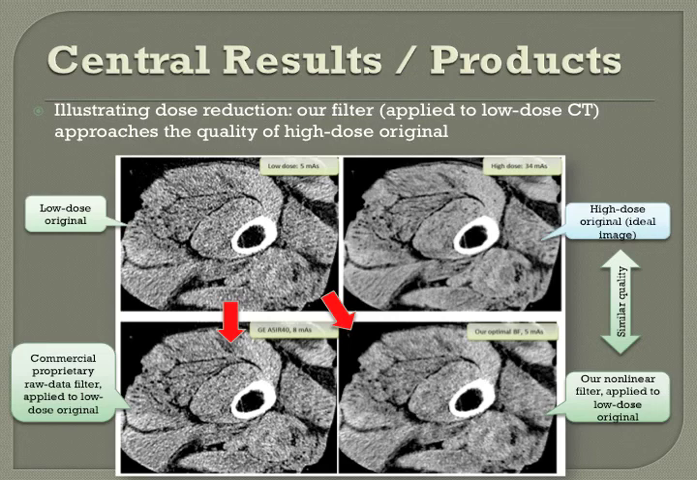So basically, as you can compare and see, the quality of our image in the right bottom corner is quite comparable with the quality of the high dose image in the right top corner. So it's very much the same quality. So that's basically an example of what we do.